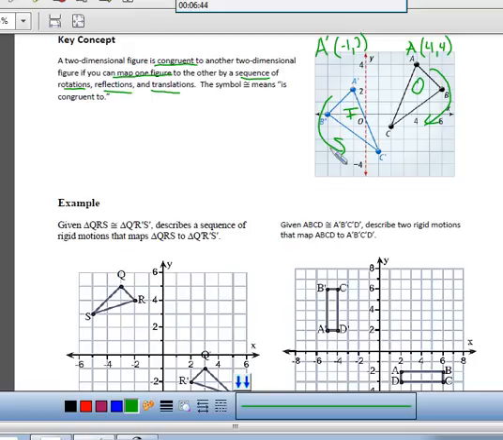So I know right away I'm going to need some type of reflection. Now, if the orientation is the same, that can happen if you have more than one reflection. But oftentimes, if you have the orientation different, you know that you have a reflection. So I'm going to say the first thing that was done here is a reflection. Now, what did it reflect over? Well, it looks like it reflected over the y-axis.